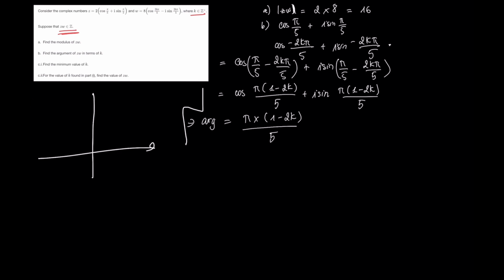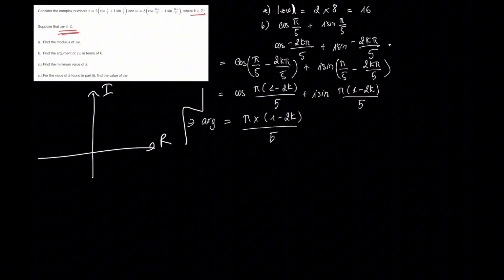So from the second clue, let's try to draw an Argand diagram. We have I and R. Since z times w is a natural number, it has to lie on the x-axis. So it can either be here or here. From here we can deduce that the argument theta has to be equal to 0 or pi, or at least a multiple of pi.